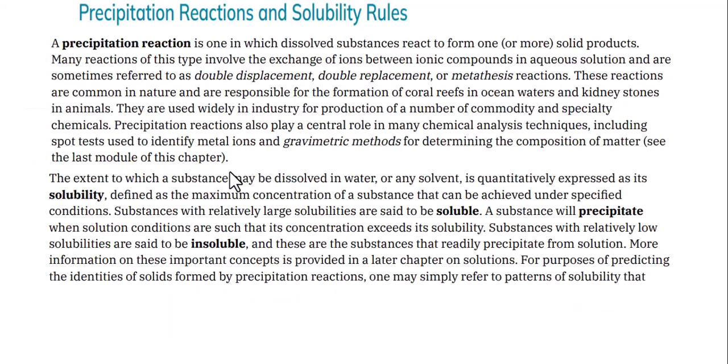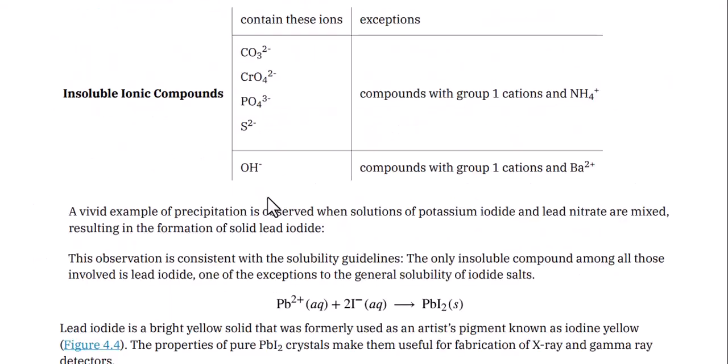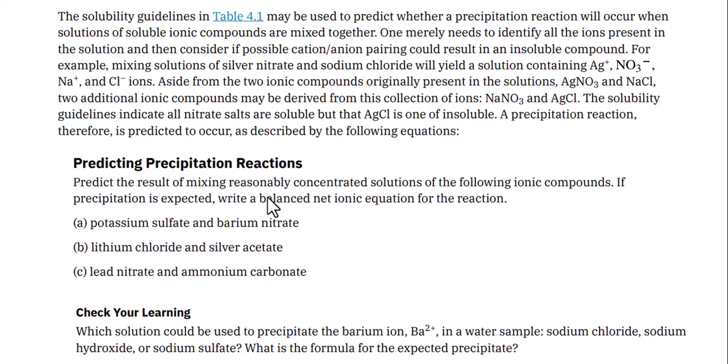Right, let's continue in our reading. Let me just do this. The solubility guidelines in table 4.1 may be used to predict whether a precipitation reaction will occur when solutions of soluble ionic compounds are mixed together. And there's a lot of theory that is involved there. Now I'm going to come here.